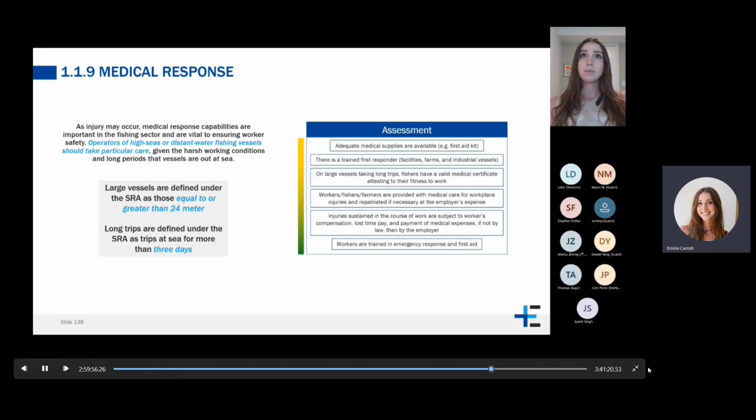So if you notice in the medium risk level, this is saying that there is a trained first responder. This doesn't mean that in the green level, where we say workers are trained in emergency first response, that they have to be a full-on medical responder. But this is saying that all workers have some degree of first aid and emergency response training, so that you can increase the likelihood that someone will be able to adequately deal with accidents that might arise on the vessel and probably improve the medical response time as well. So this is just best case scenario that everyone has a working knowledge of first aid.